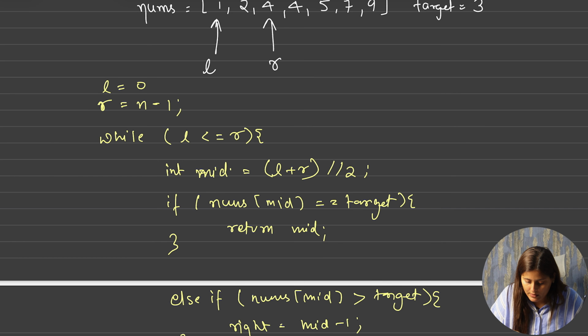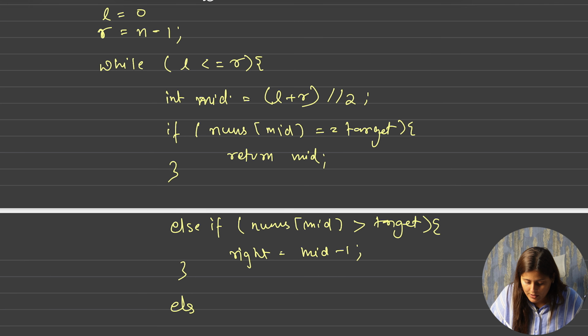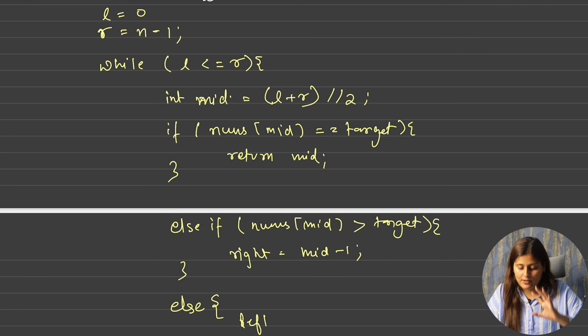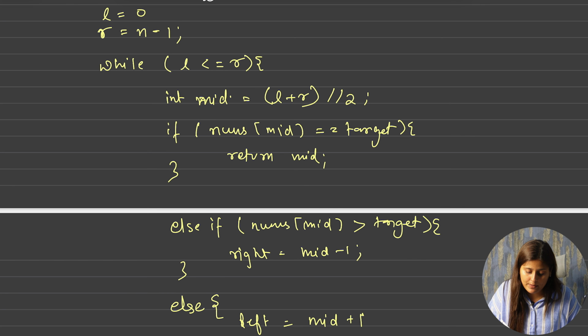Else what will we do? Else we have to shift towards the right side. So hence we have to shift towards the right side. So we will do left is equal to mid plus 1.